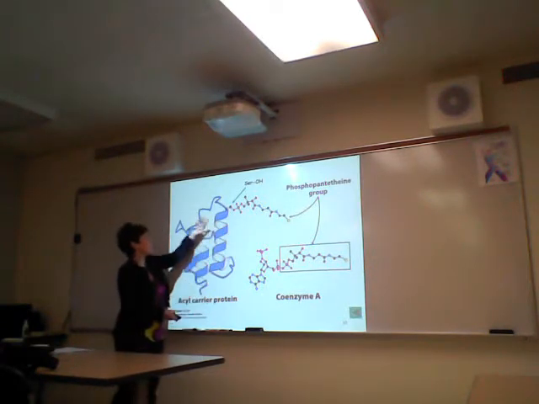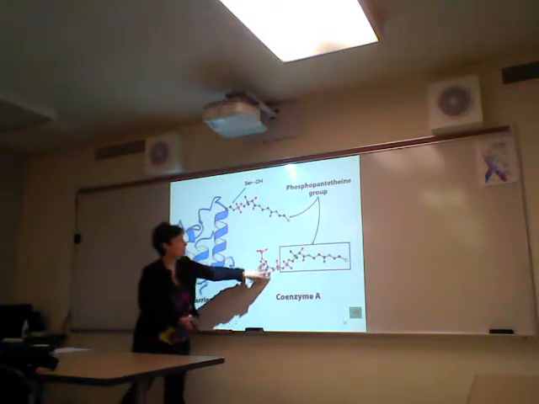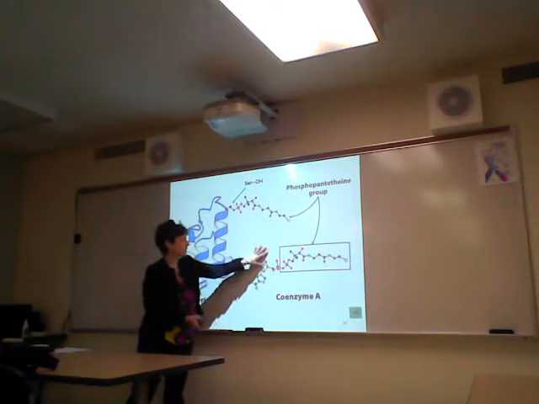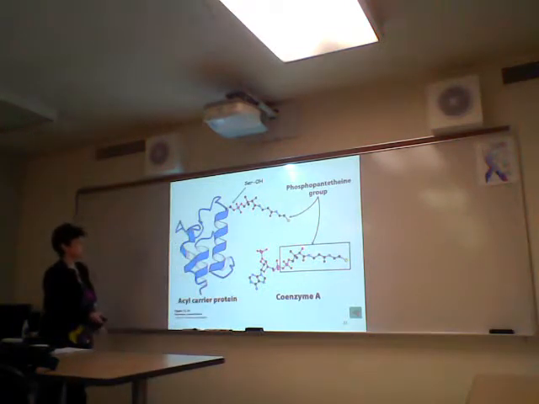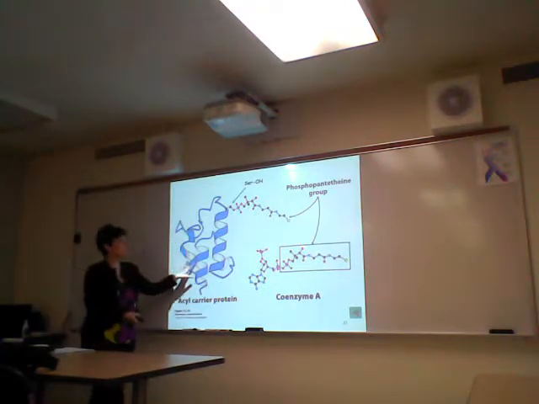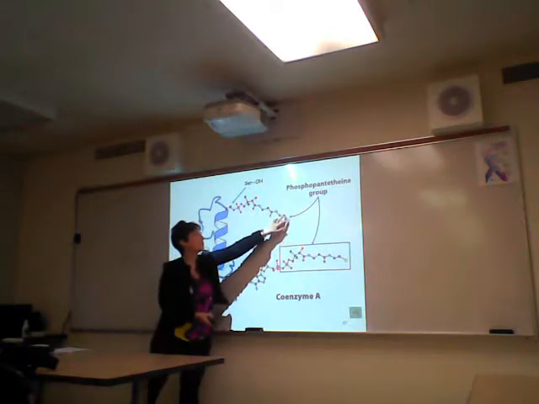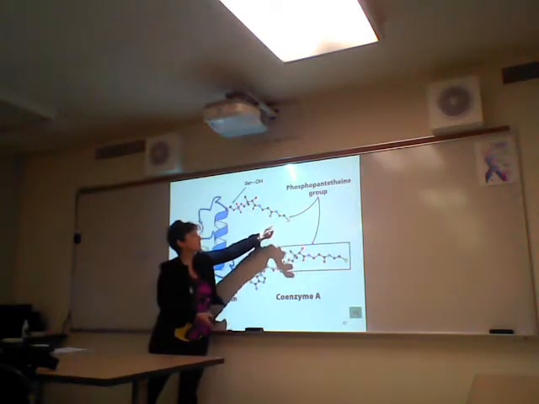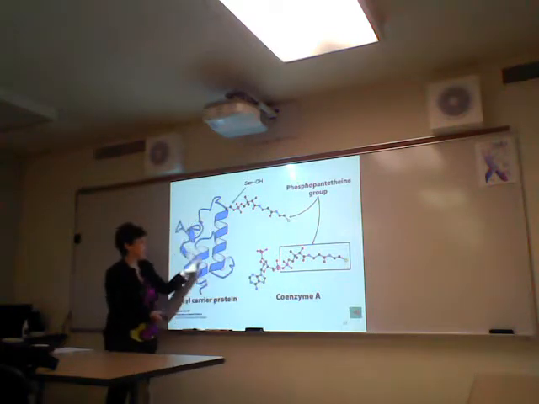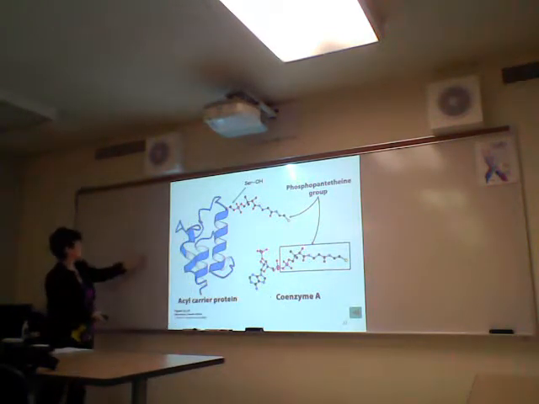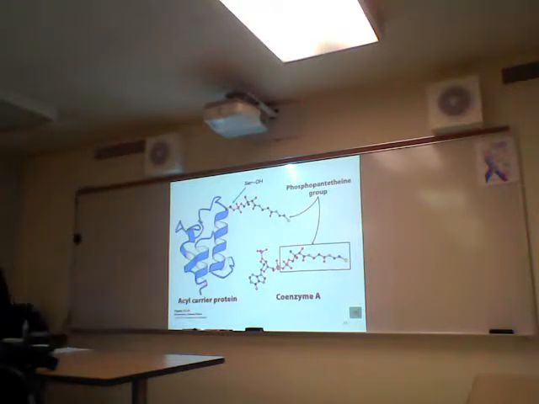And now we have a carrier protein instead of this portion of the coenzyme A, the adenosine portion of the coenzyme A. But the purpose is the same, that we're going to be carrying around little growing units, but instead of carrying them in a small molecule, we're now going to have this big, huge carrier protein that's going to stay associated with the domain 2 of the fatty acid synthase.